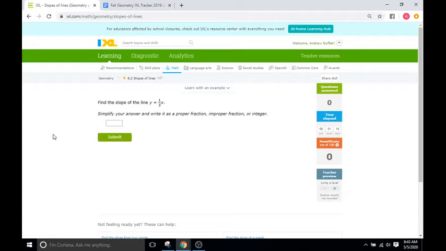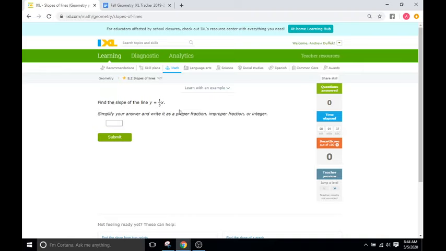This is Mr. Duffick, and today we are doing IXL E2, which just has you identifying the slopes of certain equation of lines. So you're going to get a series of questions, and they're all just pertaining to slope. So the first question here is asking to find the slope of the line y equals 1 over 3x.